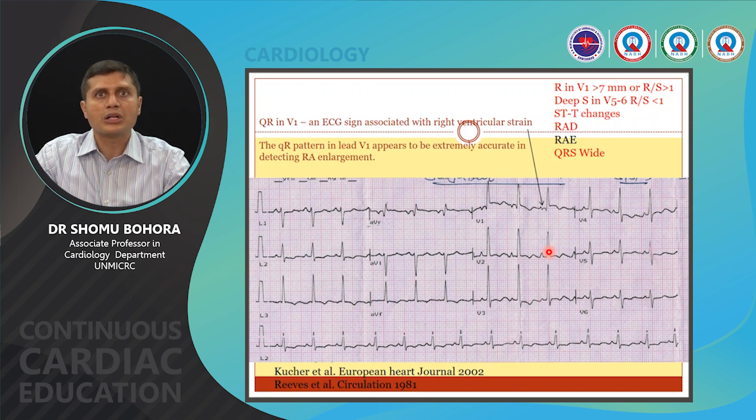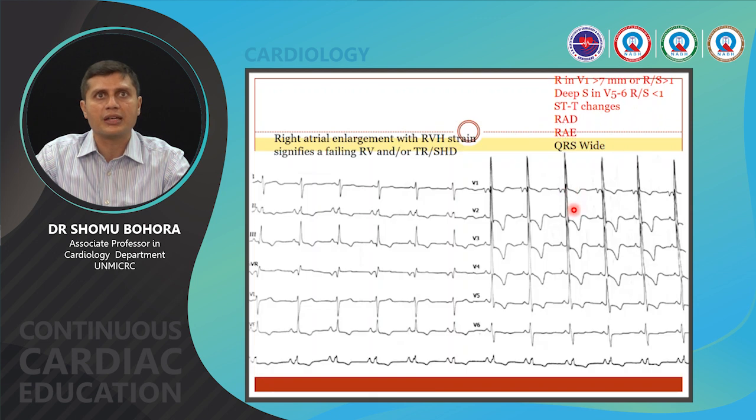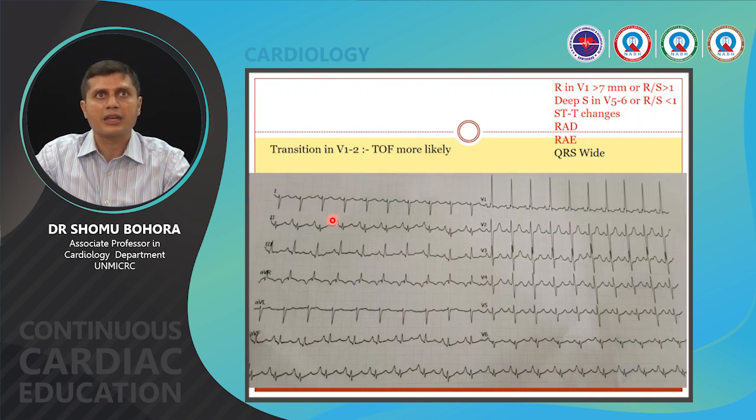So it is very important to understand that as the degree increases, the voltage would increase, and the more the RVH increases, there may be secondary tricuspid regurgitation causing right atrial enlargement, which may be reflected on the ECG. So increased voltage in V1 and increased S wave in V5, V6 along with right axis deviation and right atrial enlargement with a wider QRS suggests RVH.